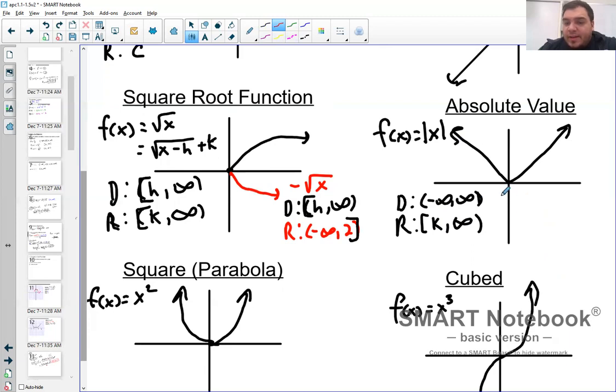Conversely, if it was upside down, because you had a negative in front of the absolute value, the domain will stay the same. The range again will flip, so it'll be from negative infinity to k, with the hard bracket on the k.